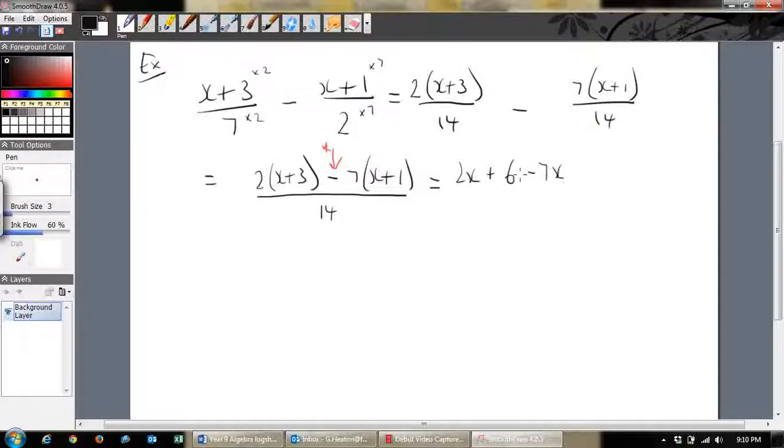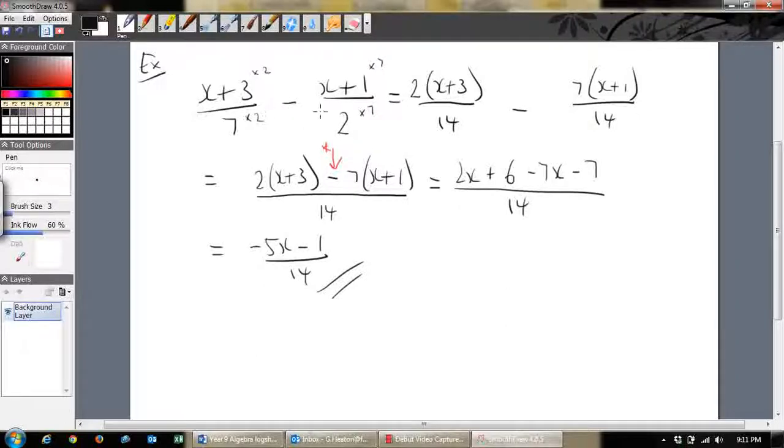So what's negative 7 times x? Well, that's negative 7x. What's negative 7 times positive 1? That's negative 7 all over 14. Clean it up. We've got 2x minus 7x, which is minus 5x. Positive 6 minus 7 is minus 1 over 14. And that's your answer there.